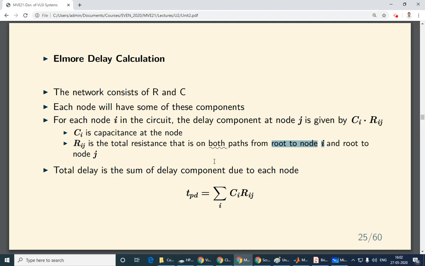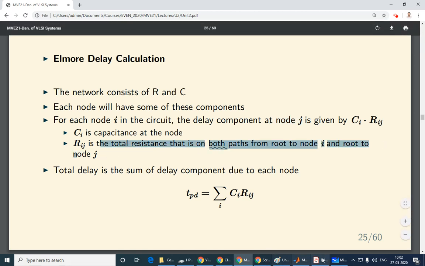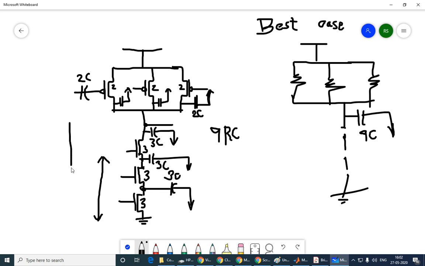and the other one is the delay component at node j, given by root to node j. Root is the same, root cannot change. This is the path from root to node j. I have two paths. This is the root node. We have to identify, based on the signal transition, whether VDD to ground or ground to VDD. Then we have to calculate the shared resistance according to the Elmore delay model. What is the shared resistance? They have defined it as a term which is common to both the paths.